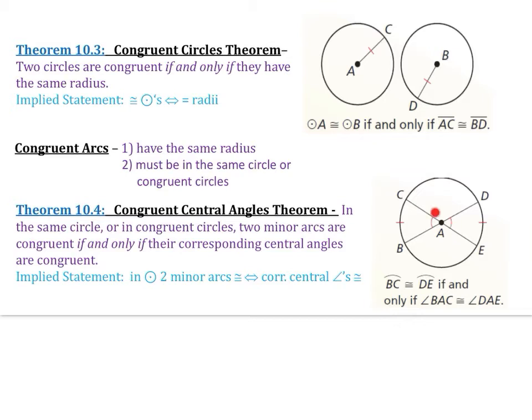So here we have two of the same angle marks for our central angles CAB and DAE, which means the measure of arc CB is congruent to the measure of arc DE. That's also true the other way around, actually. So what this theorem is saying is that if the measure of the arcs are congruent, then we can conclude that the central angles are congruent.